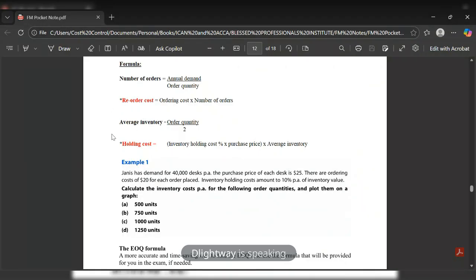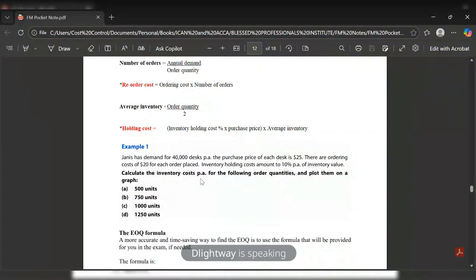Now, from these formulas, you will notice that I asterisked the reorder cost and the holding cost. That is because these are the basic two things you need in order to arrive at your total inventory cost. I repeat, in order to arrive at your total inventory cost, you need your reorder cost and your holding cost. That is why I highlighted them in red. So you'll be adding your reorder cost and your holding cost to arrive at the inventory cost. Please, let's note that. We'll be seeing that from an illustration now.